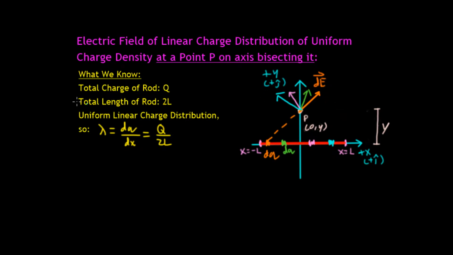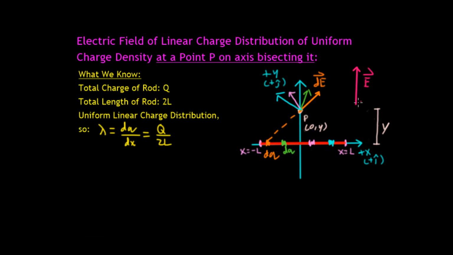What this tells us is that we expect the net electric field at point P to look something like this, just some electric field vector whose only component is a y component. So this is what we expect the net electric field at point P due to this rod to look like. Now we want to come up with an equation to describe the magnitude and direction of this electric field vector.